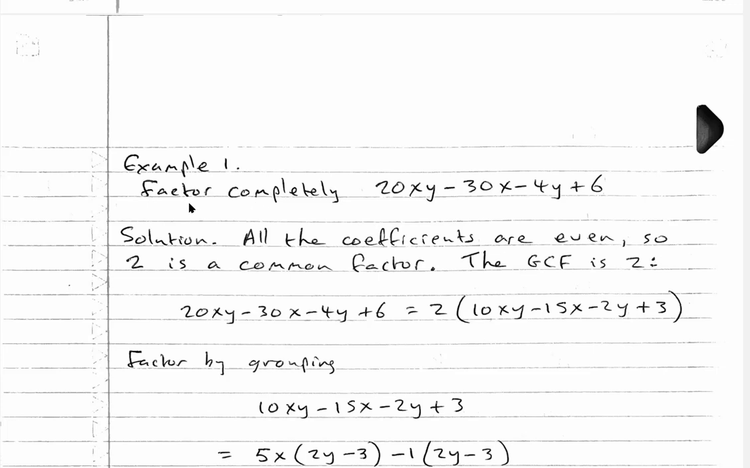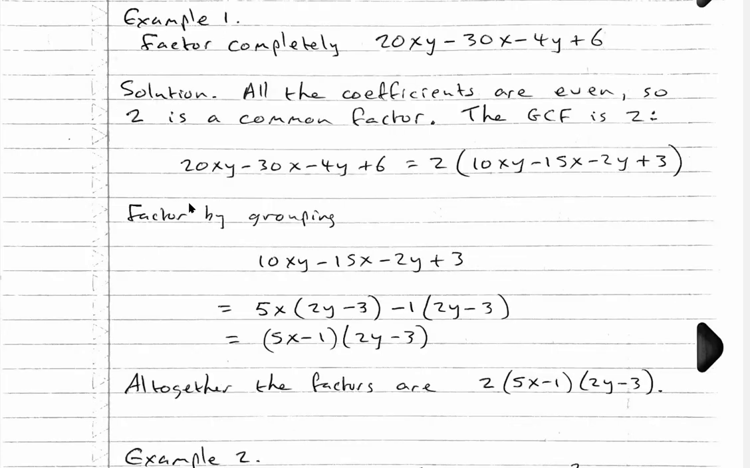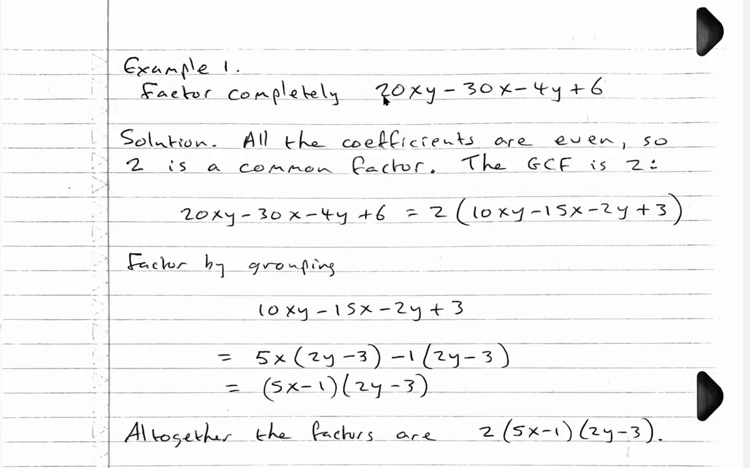Example 1. Factor completely this. Here we're saying factor completely, so that means you can factor this into a product, but make sure you factor each piece as much as possible.